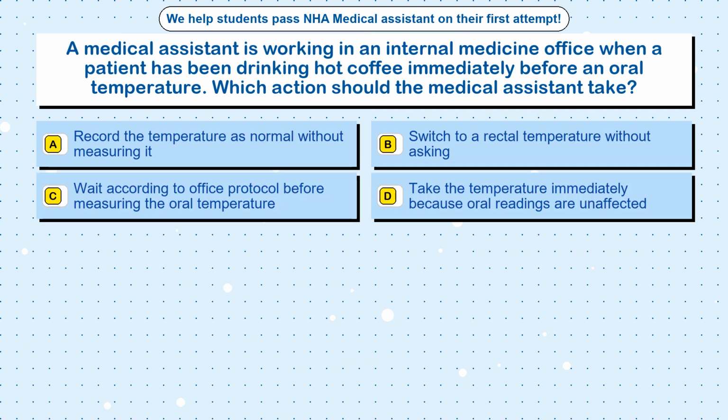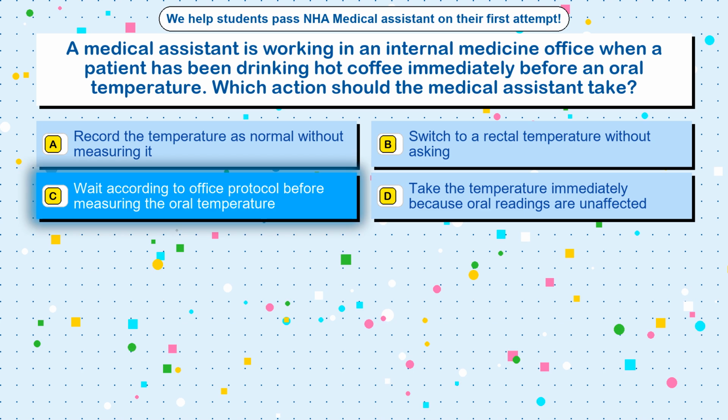Question 91. A medical assistant is working in an internal medicine office when a patient has been drinking hot coffee immediately before an oral temperature. Which action should the medical assistant take? Option A, record the temperature as normal without measuring it. Option B, switch to a rectal temperature without asking. Option C, wait according to office protocol before measuring the oral temperature. Option D, take the temperature immediately because oral readings are unaffected.